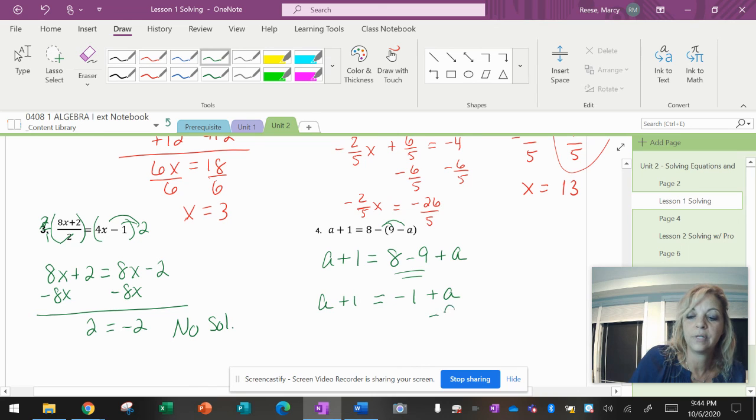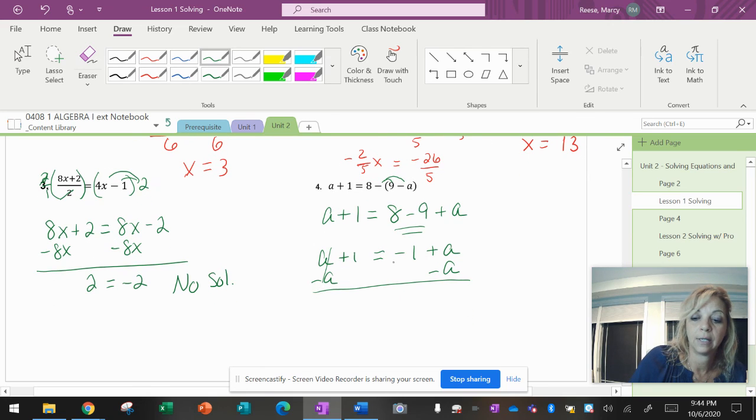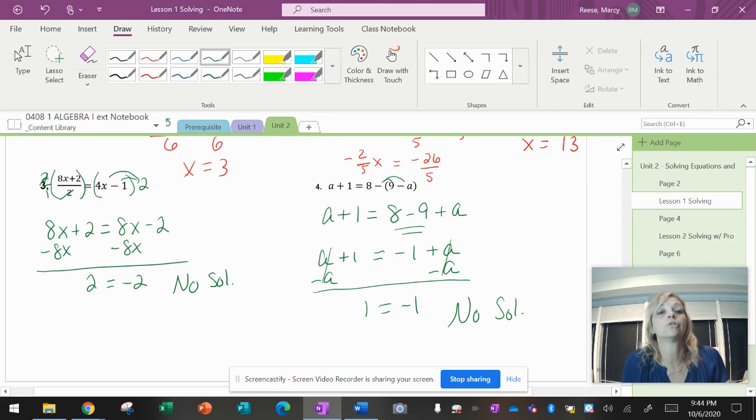I'm going to move this a, the right a, to the left, which again, look what happens. Those a's cancel out, and then I got 1 equals -1, and because these don't match, I got another no solution. Okay, if they match, then it would be all reals. Okay, that's it. That's your lesson. Short and sweet today.